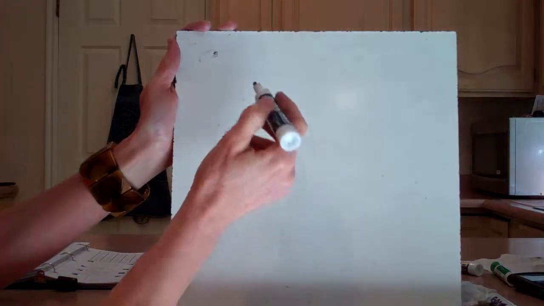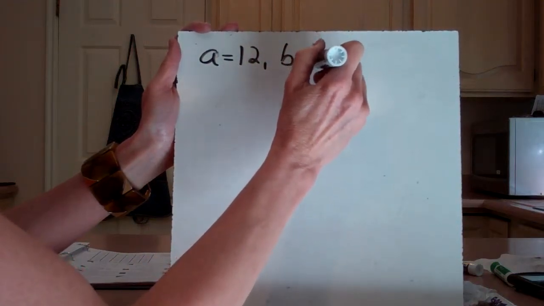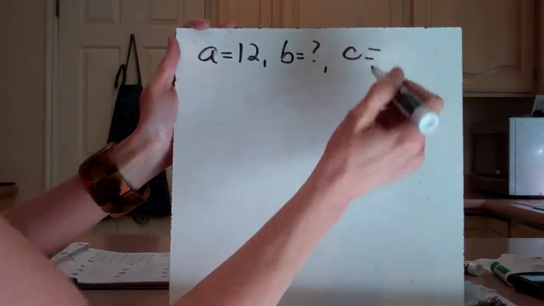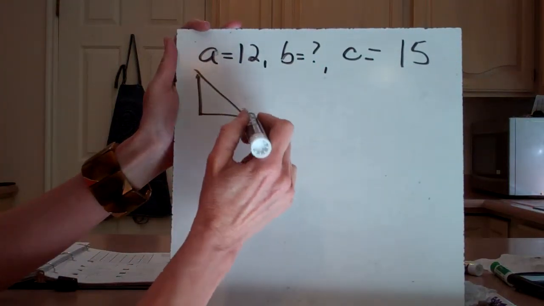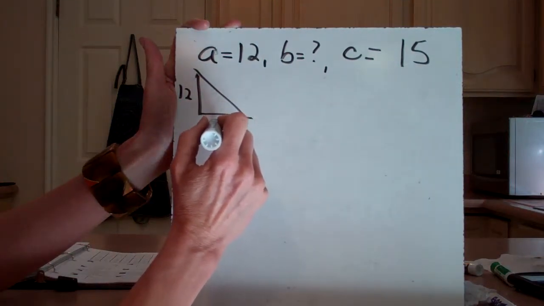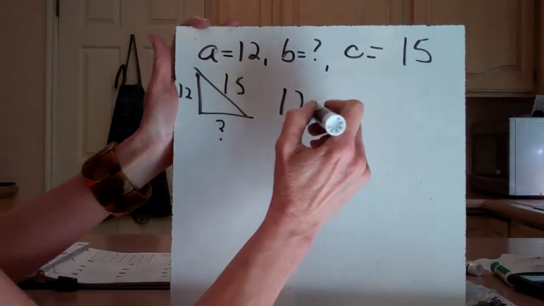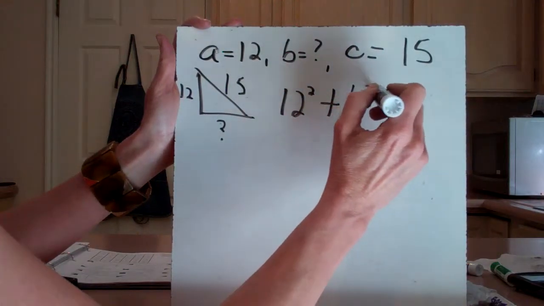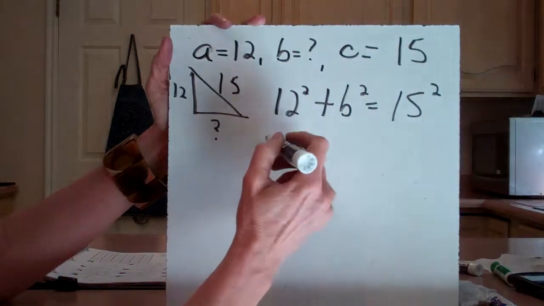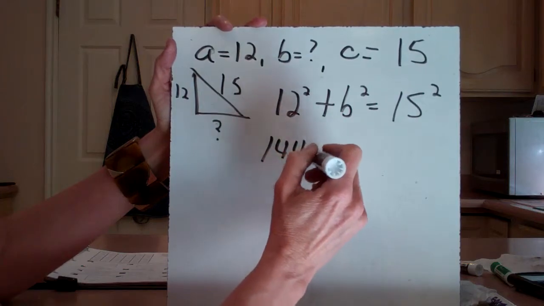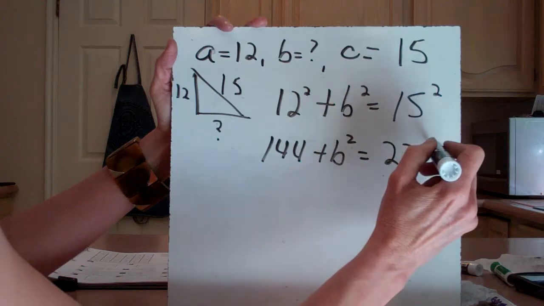Number 3, the given information: A is 12. Again, we don't know what B is. And C is 15. So A is 12, B we don't know, and C is 15. A squared would be 12 squared, plus B squared is 15 squared because C is 15. 12 times itself is 144. 15 times 15 is 225.